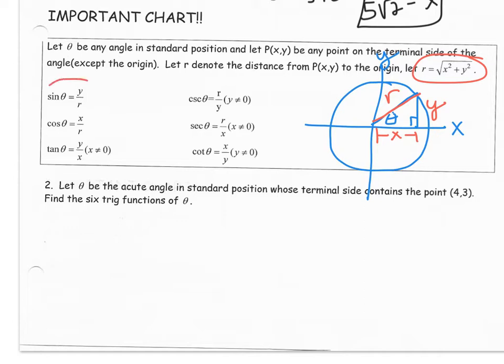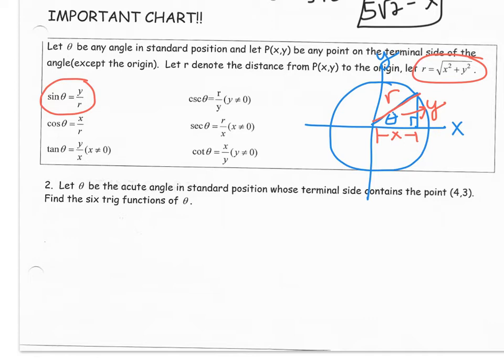This one says sine theta is y over r. Well, we know sine is opposite over hypotenuse, but if we look at this triangle here, opposite is y, and the hypotenuse is r. So hopefully that y over r makes sense. And if you go through each of the 6, all of those should also make sense. Okay, let's try an example.